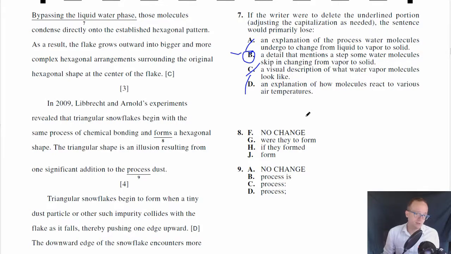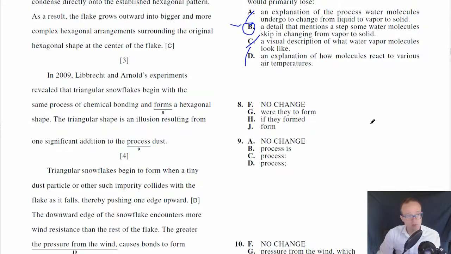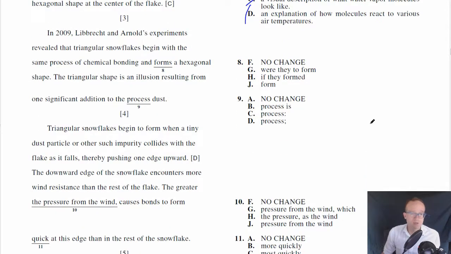As a result, the flake goes outward in bigger and more complex hexagonal arrangements surrounding the original hexagonal shape at the center of the flake. In 2009, Liebrecht and Arnold's experiments revealed that triangular snowflakes begin with the same process of chemical bonding and forms a hexagonal shape. Okay. So again, we can look for context clues earlier on in the sentence to figure out which verb form we want here.